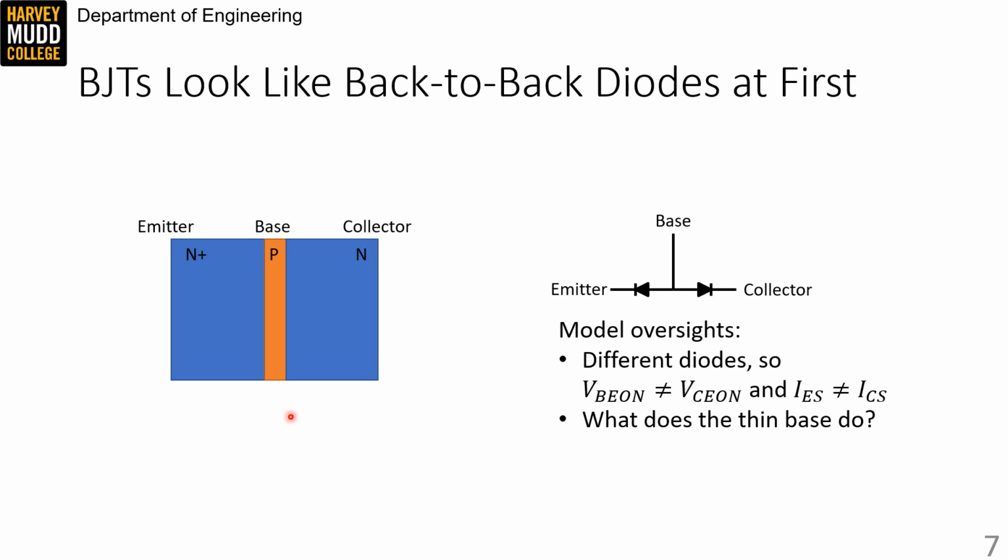Okay, first it's worth noting that the doping is different on the left PN plus junction and the right PN junction. That means the two diodes we include in this model would need to have slightly different IS and V-on values, which we call VBE-on and IES for the base emitter junction, and VCE-on and ICS for the base collector junction. But that seems like a reasonable modification that makes the back-to-back diode model better and not worse.